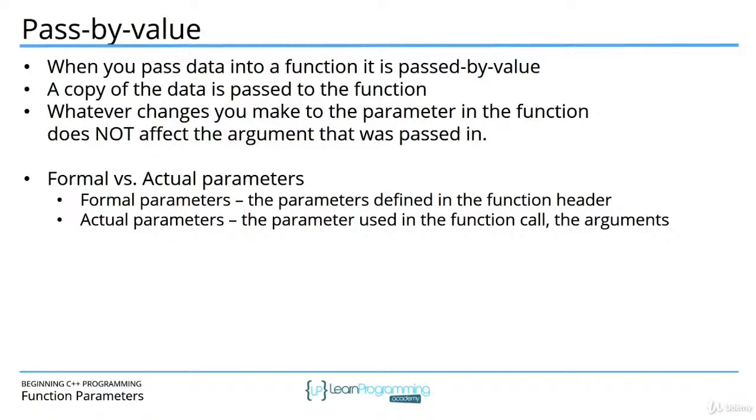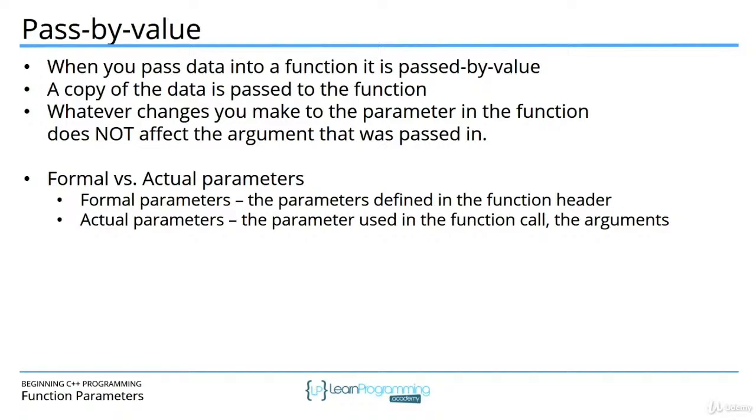In C++, when you pass data into a function, that data is passed by value. What this means is that the value of the data is passed in by copy, so the compiler makes a copy of the data. That means that the code in the function does not change the argument that was passed in. When we finish the function, the original data that was in the function call will be unchanged. This is good and not so good.